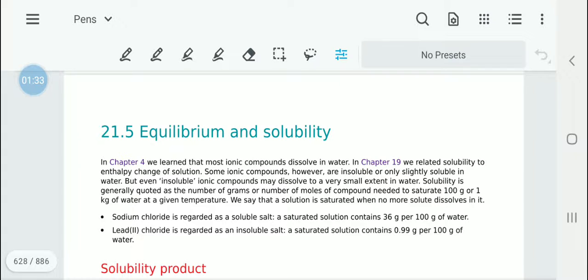So then what is a saturated solution? A saturated solution is a solution to which no more solute can be added, or you can add solute, but it is not going to get dissolved. So when we say a saturated solution, we are saying that no more solute can be dissolved in it.